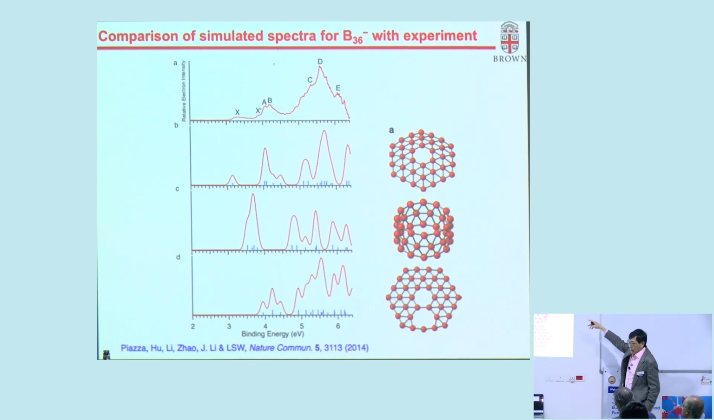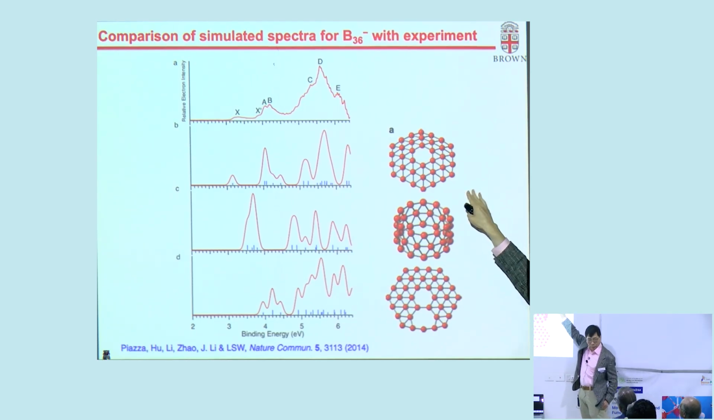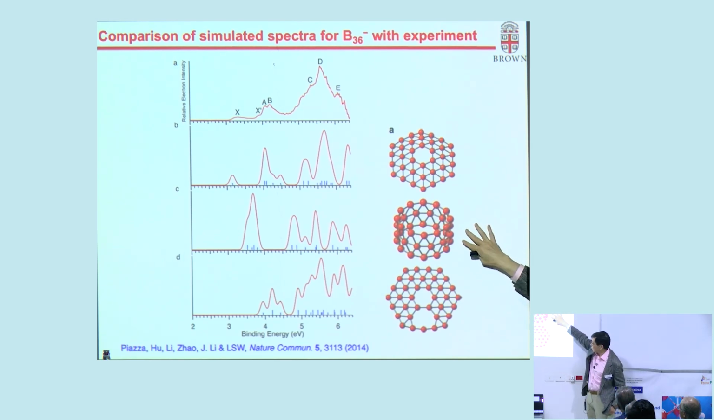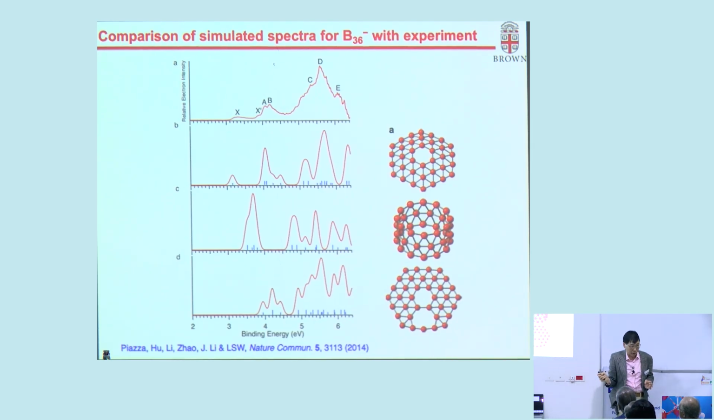I want to select a couple of these clusters to talk about. One of these is B36. This is the photoelectron spectrum, and when we do the global minimum search, we find the most stable structure actually is a planar structure with a hexagonal vacancy in the middle. The simulated spectrum of this structure clearly agrees with the experiment. We have other tubular-like structures and other planar structures, and their simulated spectra clearly don't agree with the experiment. So we know that's the structure of B36.